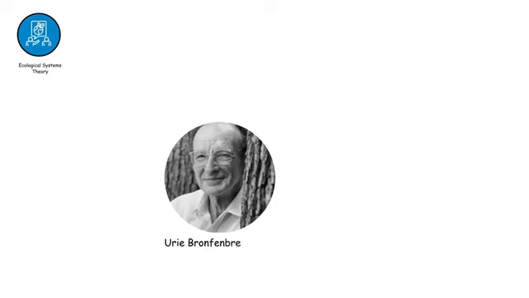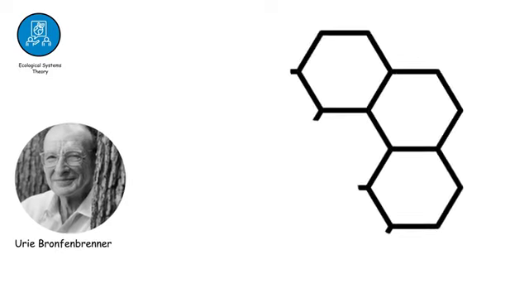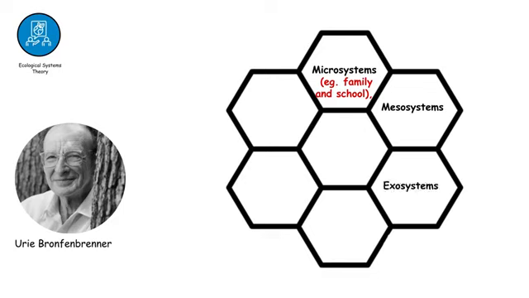Ecological systems theory. Proposed by Urie Bronfenbrenner, ecological systems theory explores how individuals are influenced by multiple nested environmental systems, including microsystems, like family and school, mesosystems, exosystems, macrosystems, and the chronosystem.